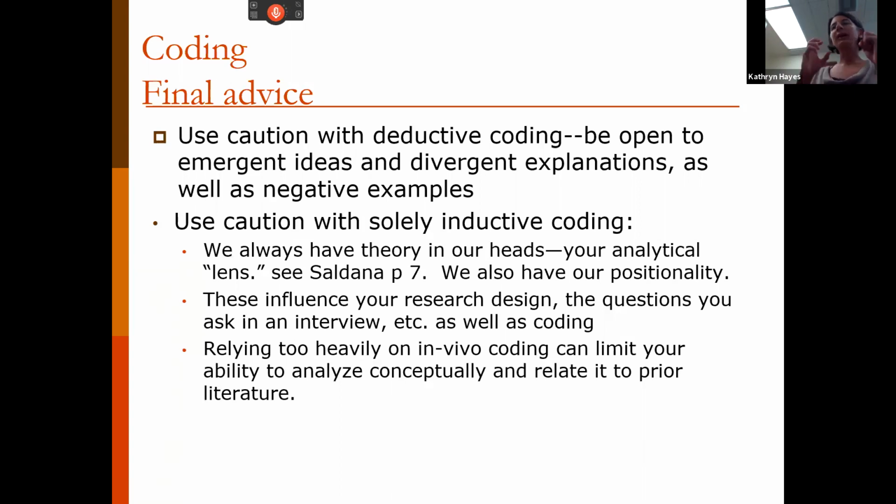Now, if you're using very deeply inductive coding, so if you're looking at in vivo codes, for example, be aware that that may not also be perfect because we always have theory, right? We have analytical lens. So for example, many of us are critically oriented. We have our positionality. So there's always theory, even if it's not necessarily academic theory, underlying our choices.